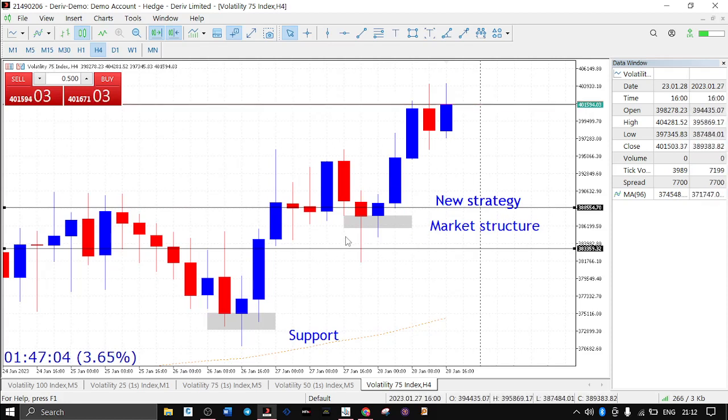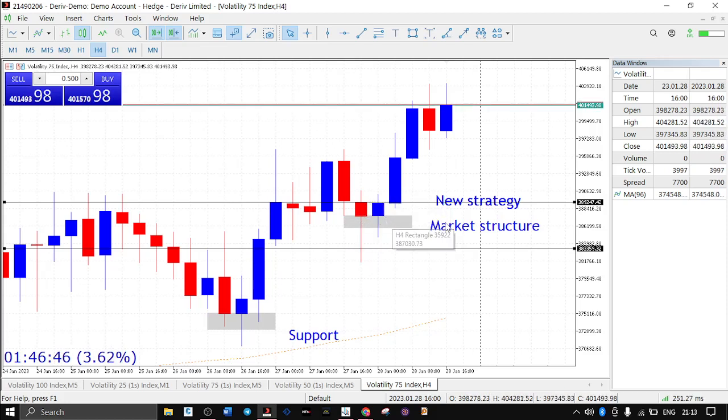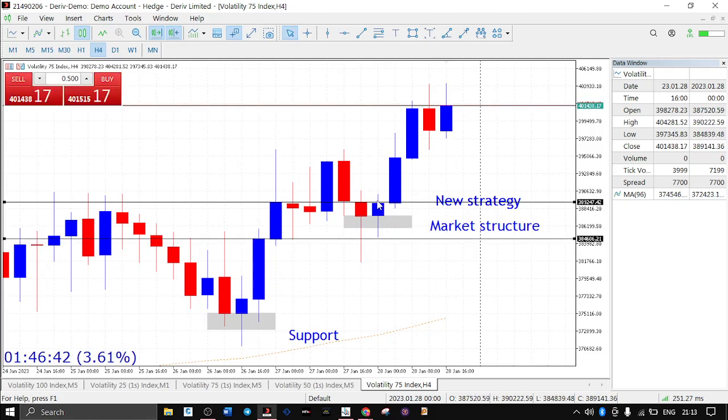So again, I find another support region here. I have to wait for these two candles to finish to give me my support here before I make my operation. You see, this candle finished printing, then this one started printing, boom, it went to the upside. It never attacked my stop loss down here.